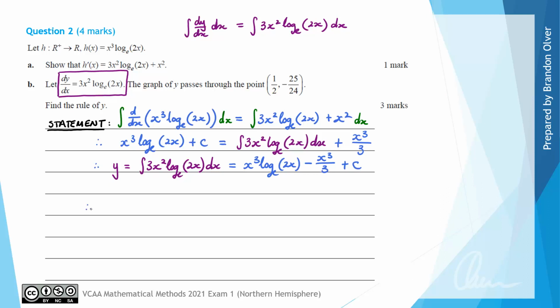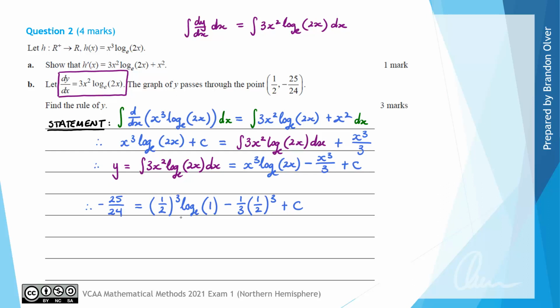So if we substitute that coordinate in, wherever there's a y, I'm going to put negative 25 over 24 is equal to x cubed, which I'm going to have as a half cubed, and that multiplies log e of 2x, but x is a half, so 2 times a half is just 1, minus, and I'm going to actually write this as 1/3 x cubed, which is 1/3 times a half cubed, plus c. So we've now got an equation here that we can solve for c.